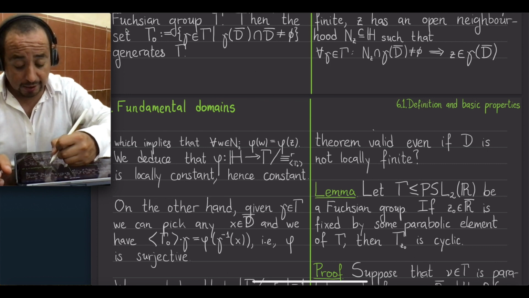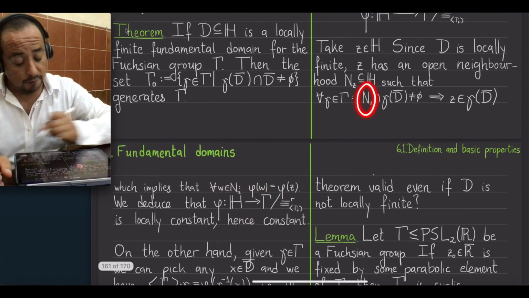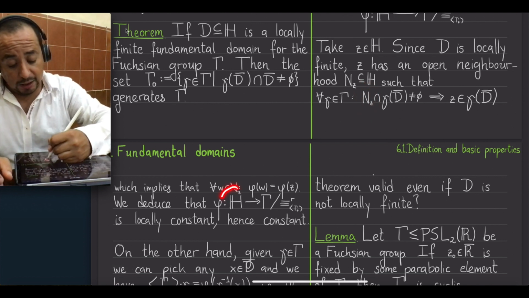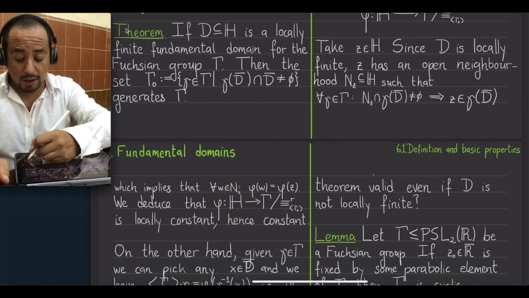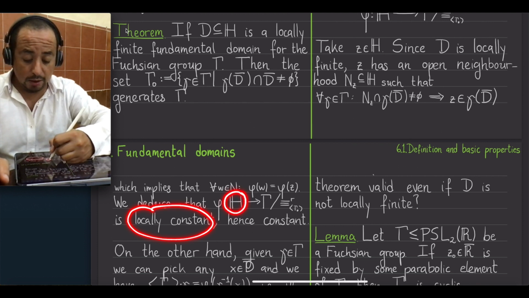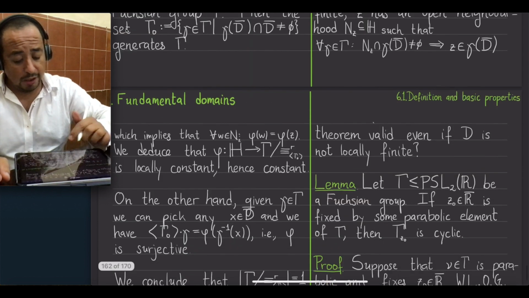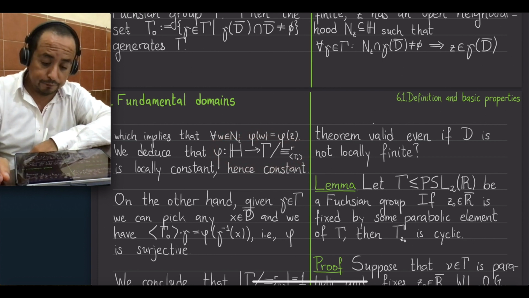Okay, so we see that the function is indeed locally constant because on this open neighborhood of Z it is constant, but its domain is connected. Okay? So locally constant, domain connected, it has to be constant. Okay, so it is constant. Okay, but I would say that this phi is obviously surjective.